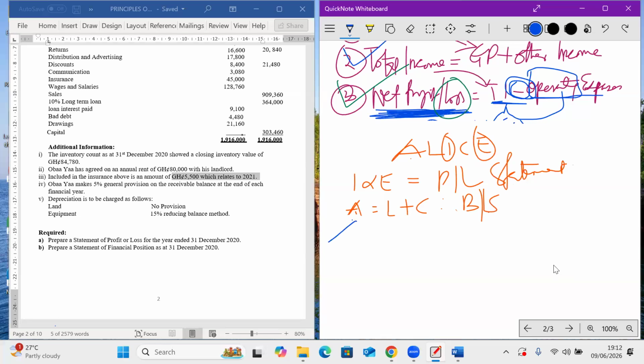Asset has two parts. What are they? Those of you who have not watched the intro can go and watch it on the YouTube channel. Non-current assets and current assets. Then liability also has two parts: current liability and non-current liability. So I want to find total assets. I'll first find non-current assets.